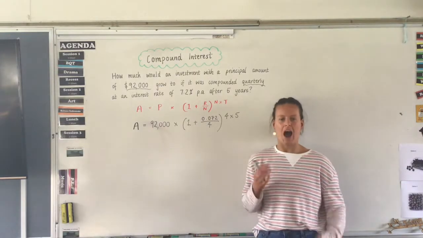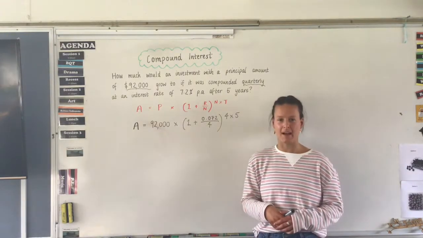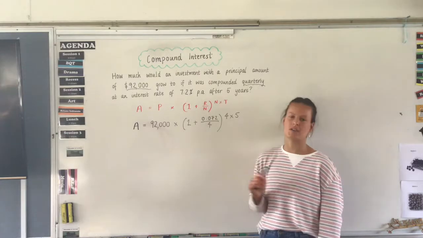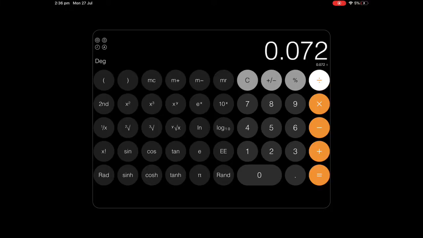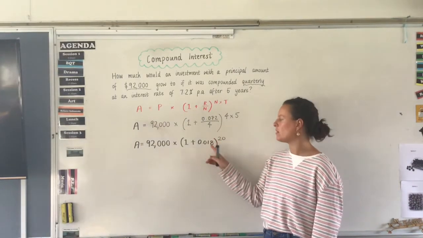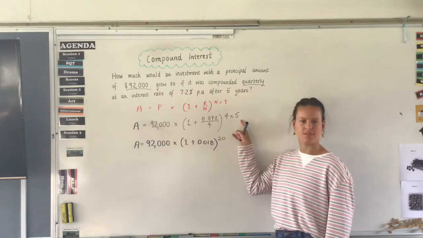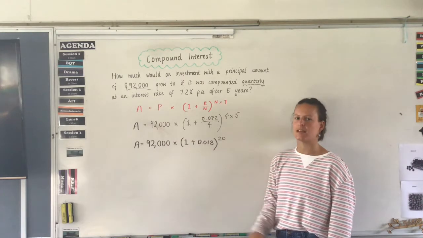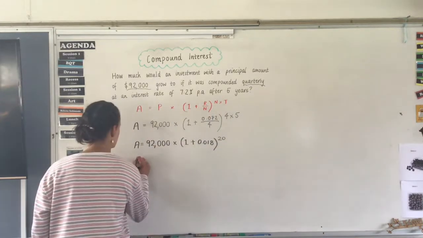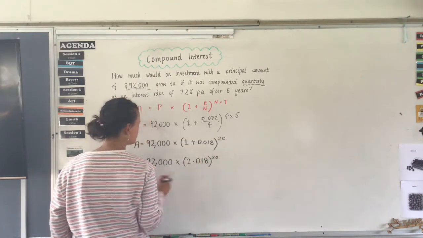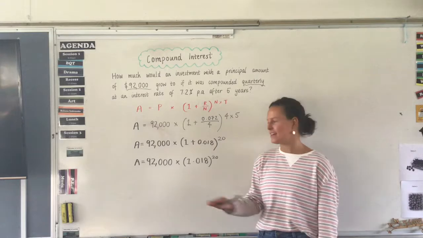Now that we've got this equation, I'm going to simplify it a little bit more. So I'm going to use my calculator to figure out what 0.072 divided by 4 equals, and I'm also going to figure out what 4 times 5 equals. So with the help of my calculator, I worked out that 0.072 divided by 4 equals 0.018. And I also worked out that 4 times 5 is 20. So this is what my equation reads now. I'm going to go ahead and add these numbers together to simplify the equation again. Finally, I've made my way to this equation.